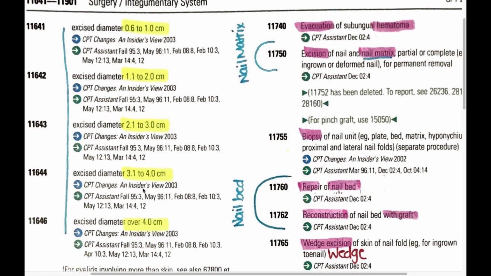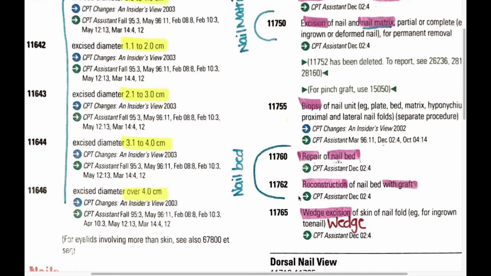An evacuation of a hematoma on the nail is 11740. A hematoma is like a bruise. It's a collection of blood. A common procedure done is 11750, excision of nail, and nail matrix. Nail matrix is the key term you should look for in the scenario.